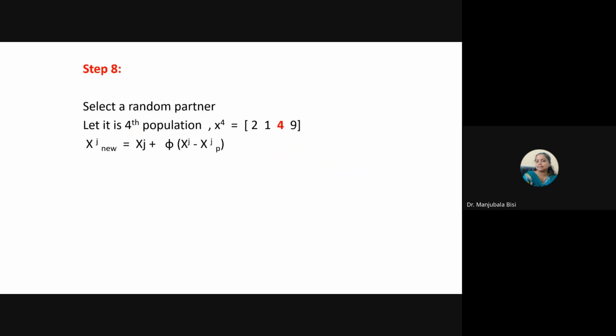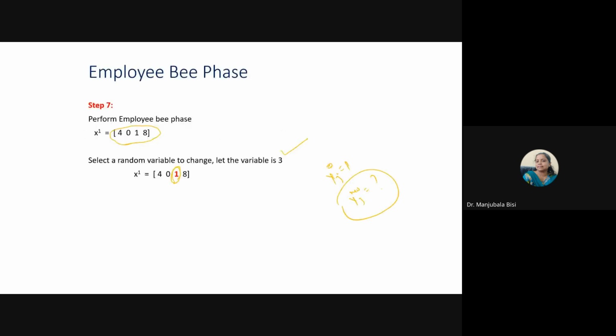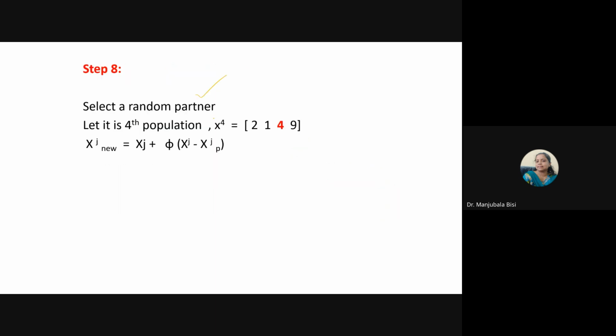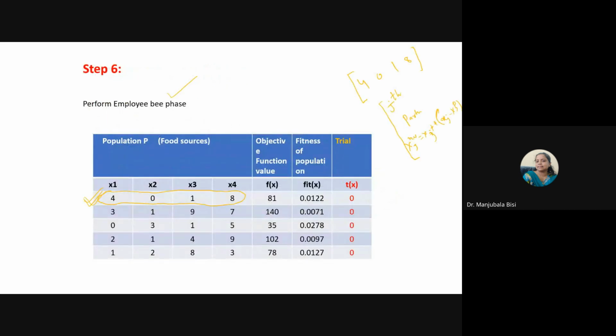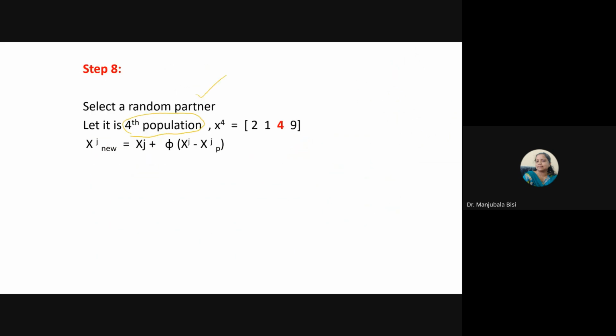In order to find that out, what do we have to do? We have to select a partner, and that partner should not be the same as that solution. The first solution we want to change, so the partner must be some other solution in the population. So the partner is the fourth solution. If you come back to that table, the fourth solution is this one, 2149. We want to change this third bit, right? So we have to do that mathematical operation between this and this, and we'll get a modified value. And we want that phi value also, right? Now we see, 2149 is the partner.